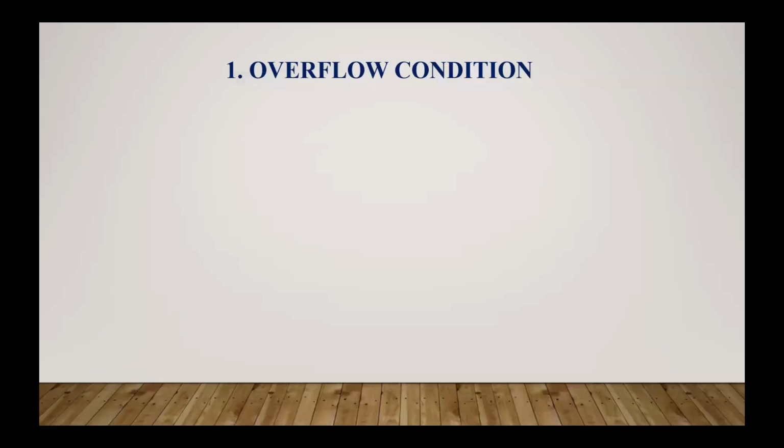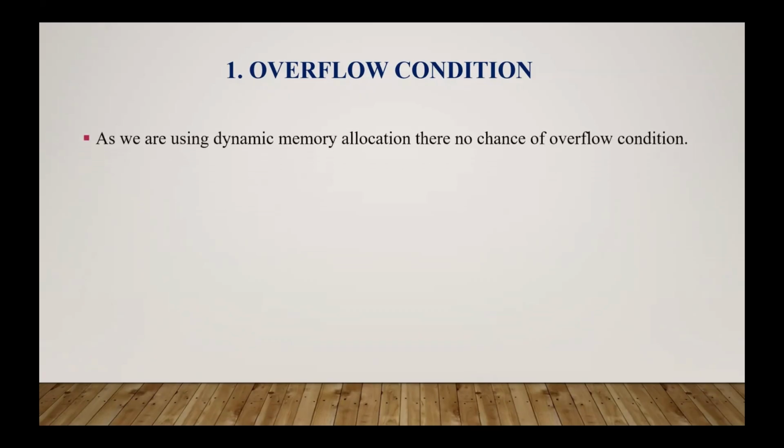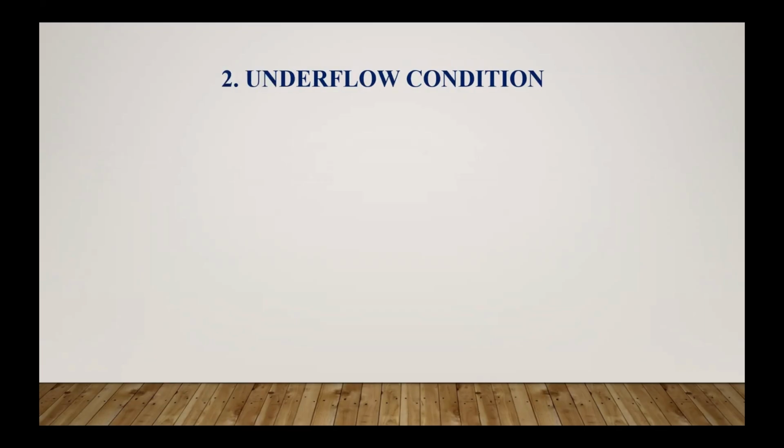Next we have to know what the overflow condition is. As we are implementing with a doubly linked list, we are using dynamic memory, so there is no chance of overflow. If we go for the array implementation of the double-ended queue, then there is a chance of overflow. But with the linked list implementation, that is dynamic memory allocation, so there is no chance of overflow. Underflow can still occur with dynamic memory allocation.